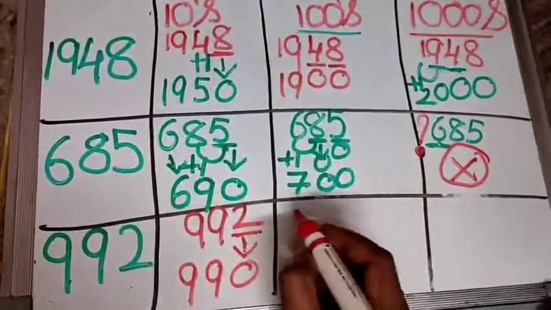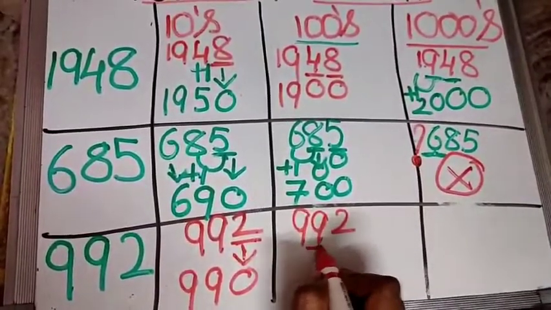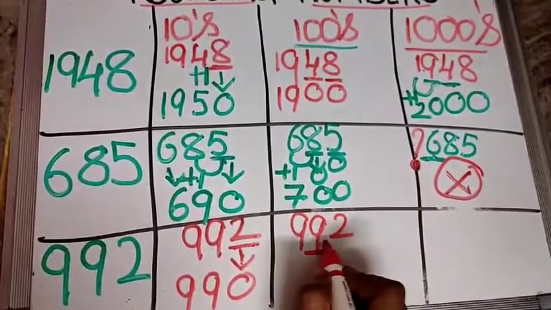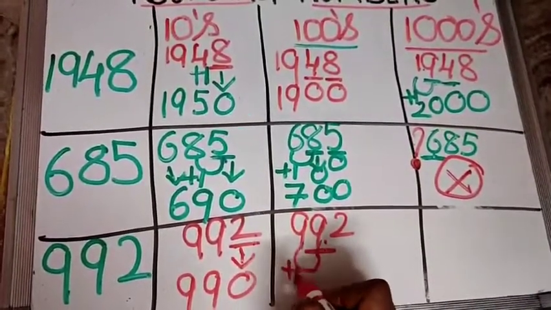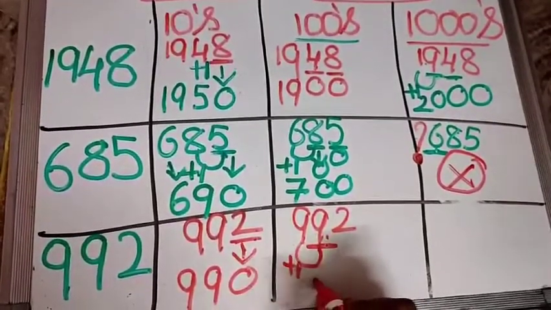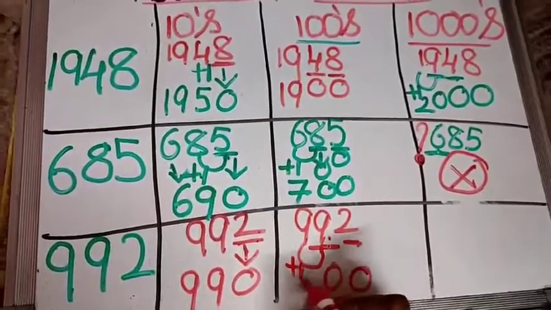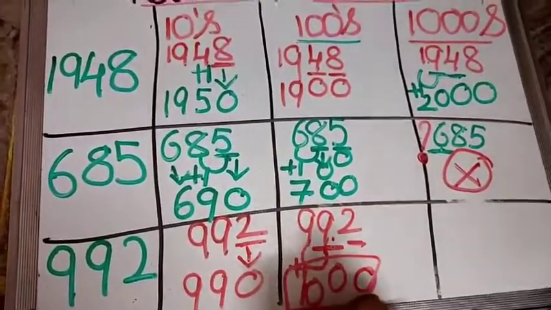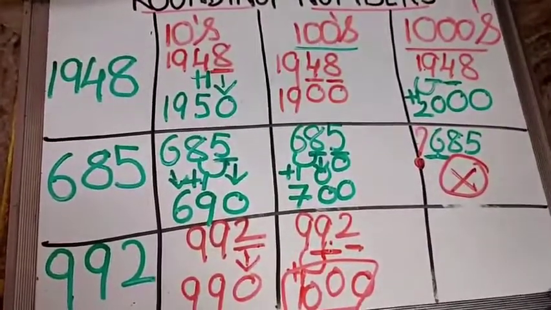Now let us check for the nearest hundred, that is 992. So which digit I have to check? Yes, the tens place digit, and 9 is greater than 5. If it is greater than 5, what we have to do? We have to add plus 1. So 9 plus 1 will become 10 and the before numbers will become 0. So 0, 0, 9 plus 1 will become 1000. 1000 is the nearest number for 992 to nearest hundreds.